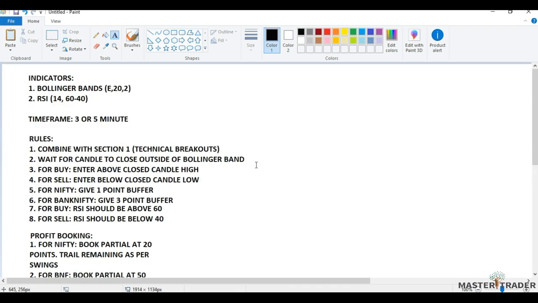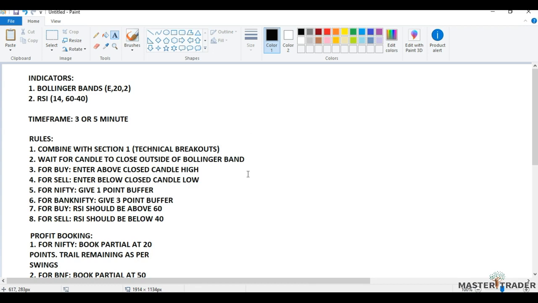The first and foremost rule, guys, and the most important one: whatever we learned in section 1 about the breakouts, how to trade Nifty and Bank Nifty intraday using trend lines, using patterns, and so on, we're going to be applying into this strategy as well. We're going to be looking for the same things on the charts as we were in section 1, and we're going to combine that with this strategy.